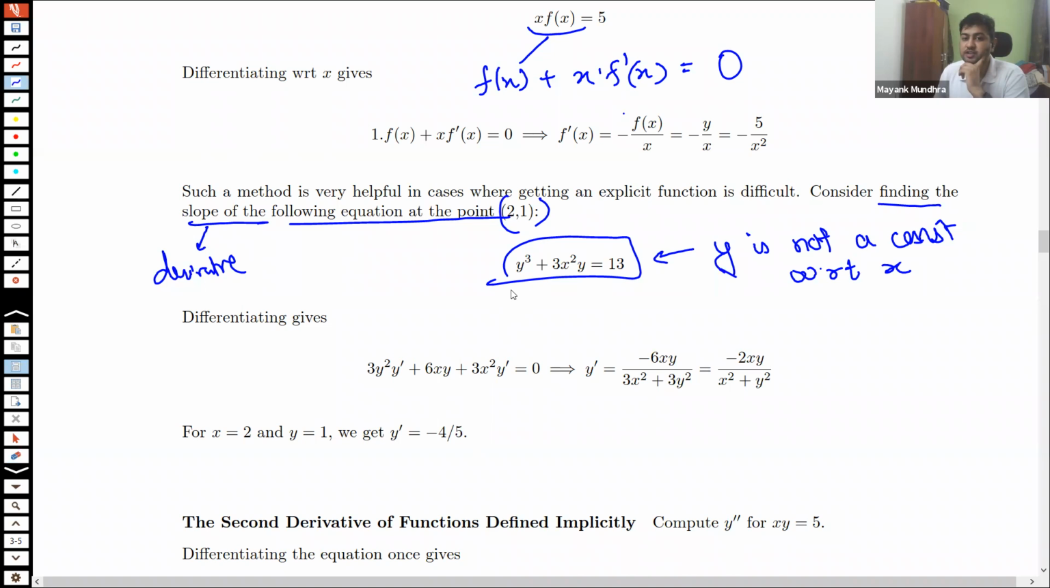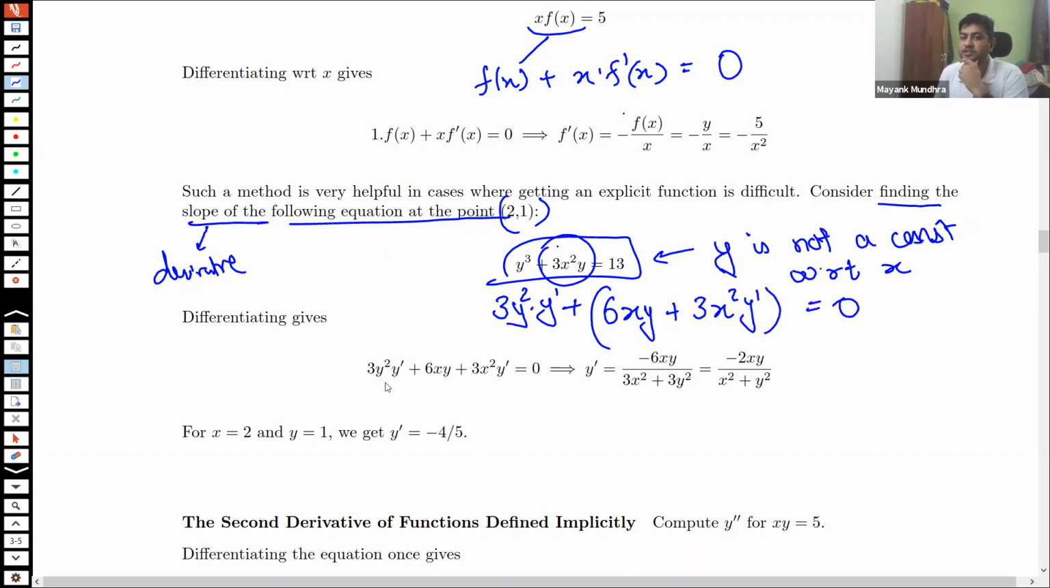So this differentiation becomes 3y squared times y prime, where y prime is f prime of x, plus, when I differentiate this other term, it becomes 6xy plus 3x squared y prime.